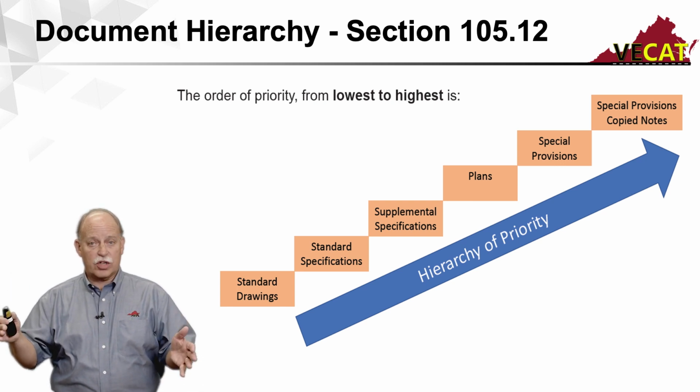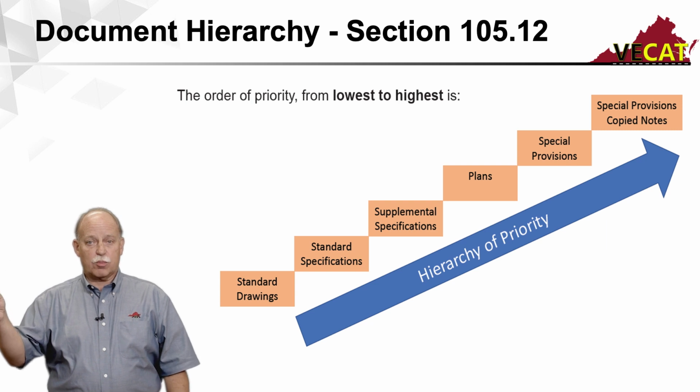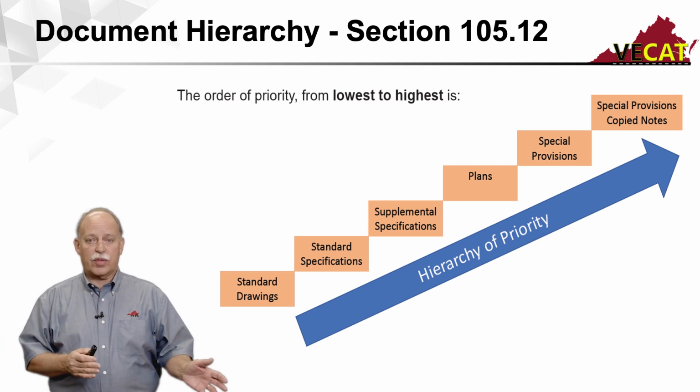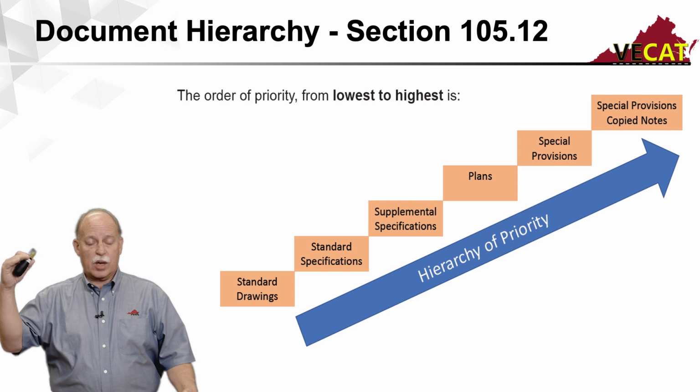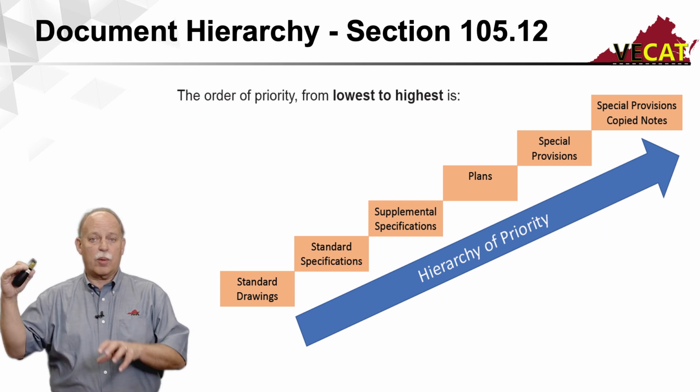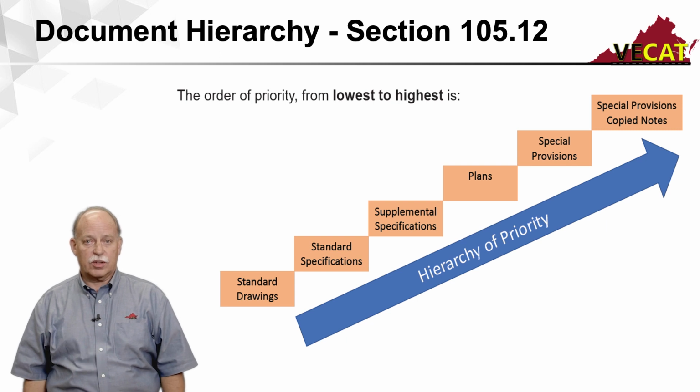As you move further up, the special provisions, those again are written in the contract, so those are specific to that project. Anything that's on that special provision overrides all the other things below that. And then lastly, the special provision copy notes, that's of the highest priority. Again, as I said, those are typically written specific to a project, and they will only be on that contract itself. So you'll see a special provision copy note in that specific contract.